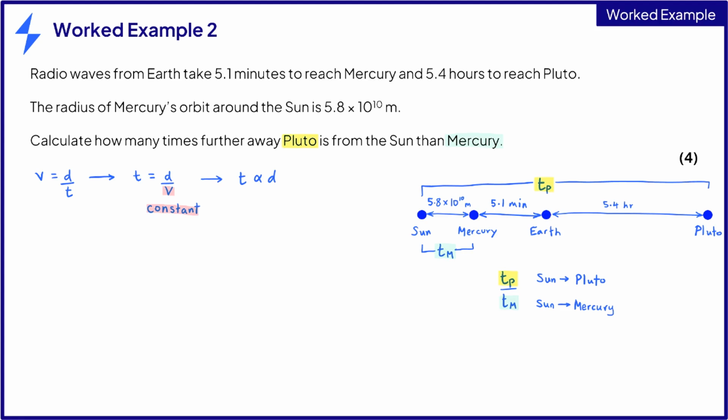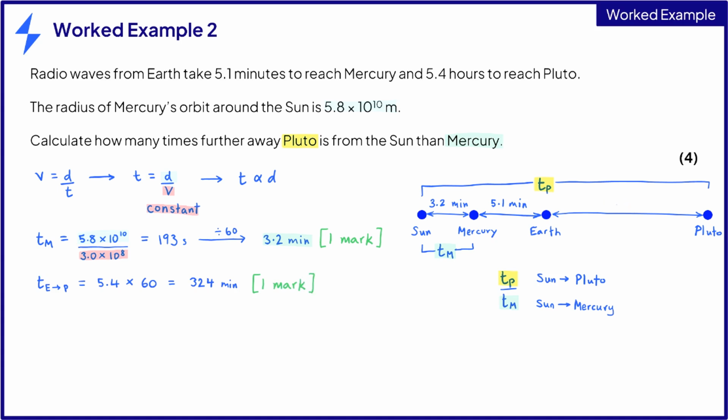The time for light to travel between the Sun and Mercury is 5.8 times 10 to the 10 meters, divided by the speed of light, 3 times 10 to the 8 meters per second, which gives us a time of 193 seconds. Then, dividing by 60 gives a time of 3.2 minutes. Next, we need to convert the time for light to reach Pluto from Earth, 5.4 hours, into minutes. This is simply 5.4 times 60, which is equal to 324 minutes.